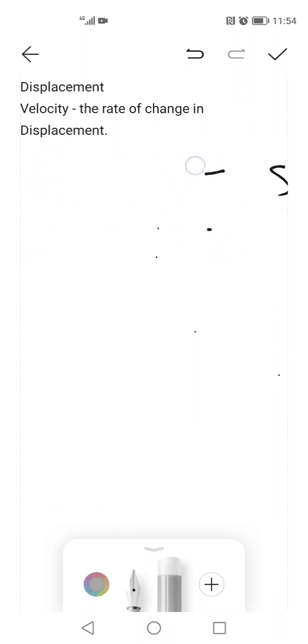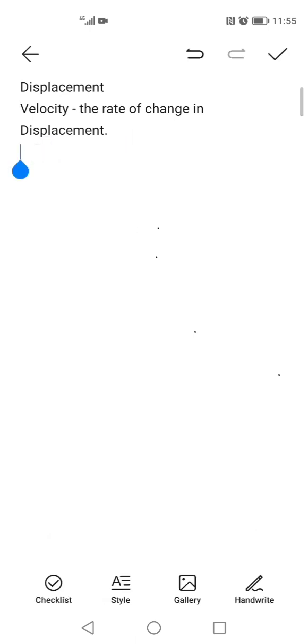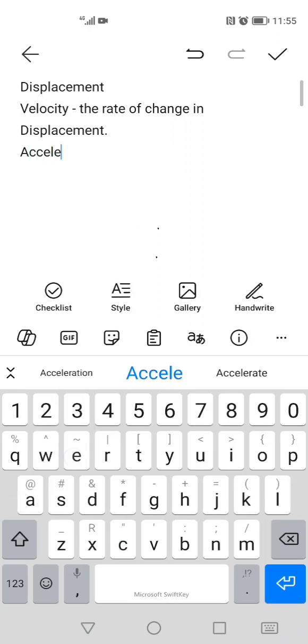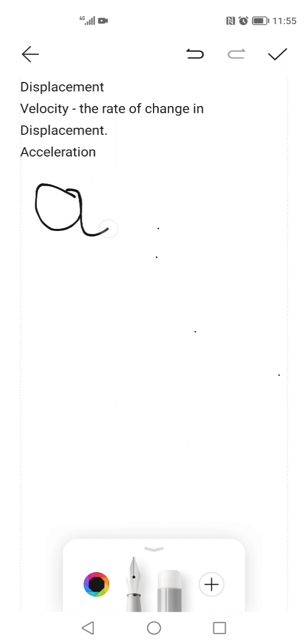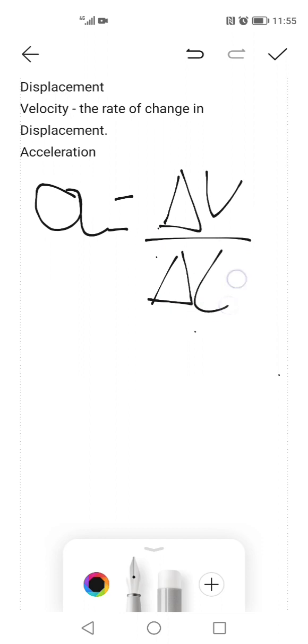Another vector quantity we are going to talk about is acceleration. What is acceleration? Maybe you're asking yourself. Acceleration is the rate of change in velocity. So the formula to get acceleration is a is equal to change in v over change in time. That's our formula to get the acceleration.